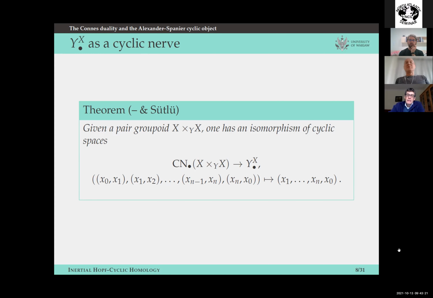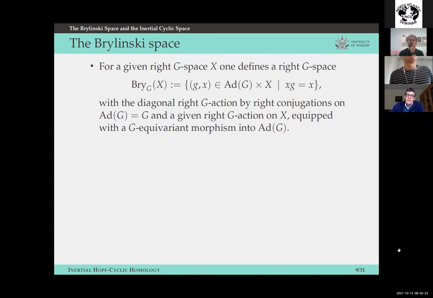Okay, so please go to the next. Now we are going to change our category, our groupoid. Instead of speaking about the pair groupoid, which is fairly trivial, we are going to speak about the transformation groupoid for the action of a topological group G on a space X.